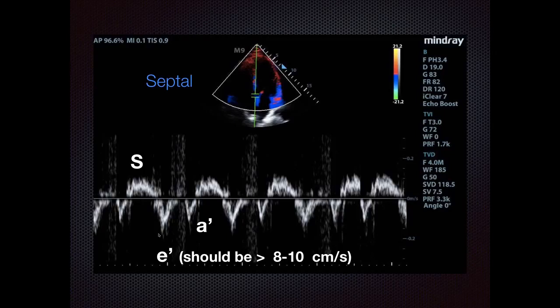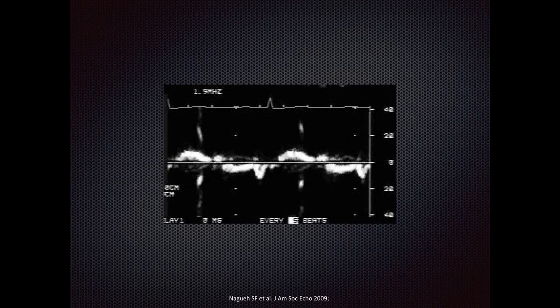So the pattern in a normal individual, again, is that E prime is greater than the A prime for the exact same reasons that E is greater than A for the mitral inflow velocities. For normal individuals, E prime is normally greater than 8 to 10 centimeter per second. For patients with diastolic dysfunction, the E prime becomes blunted and gives you a pattern like so. You've got your S here, E prime, which is quite a bit blunted, and the A prime.